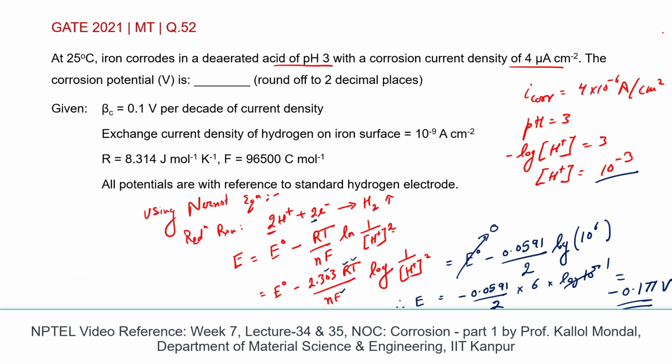If you want to know more about the Tafel equation and the Butler-Volmer equation and its derivation, you can look at the given NPTEL video reference, that is lectures 34 and 35 of Corrosion Part 1 by Professor Kallol Mondal from the Department of Metallurgy and Materials Science, IIT Kanpur.